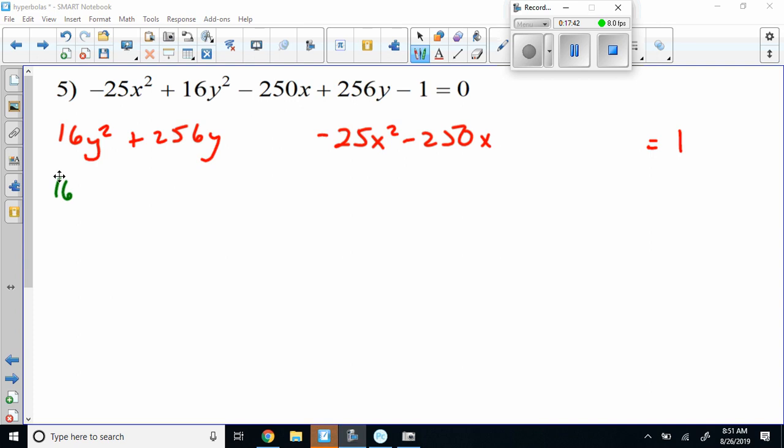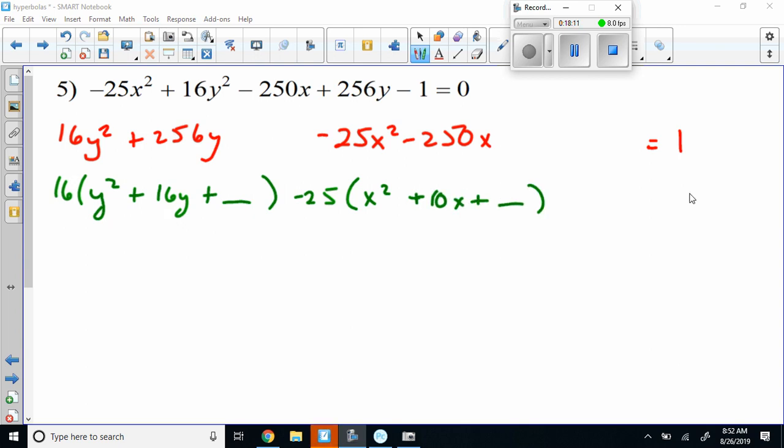So we'll pull out a 16 here. That's y squared. That's 16, 256 is what, 16? Yeah? Okay. Minus 25. Okay, good. X squared minus what? Huh? Yes, plus, you're right. Plus what? 10. Yes. X. Boom. Okay, so we've got plus 16 times something, and then plus negative 25 times something.